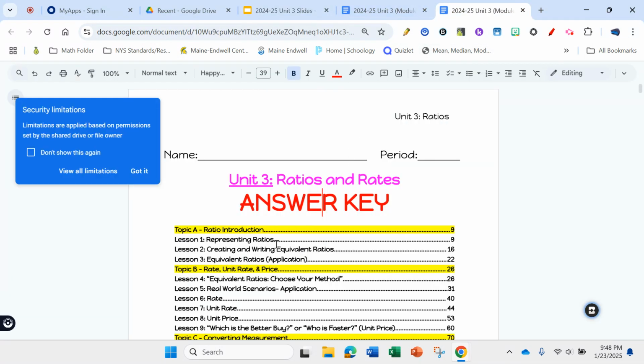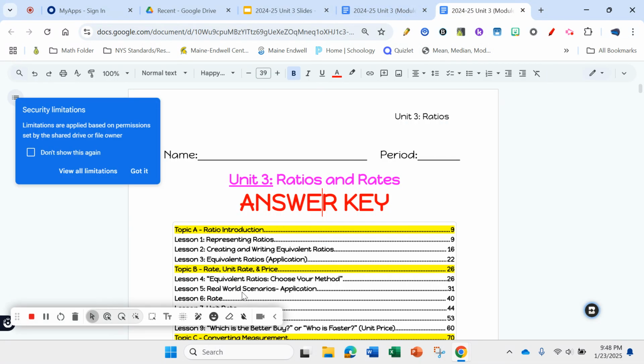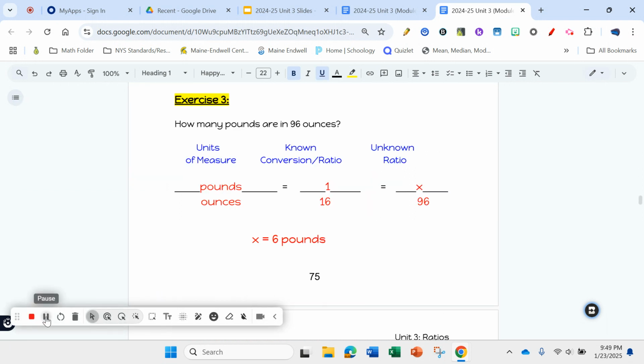Here are your answers. All right, guys, so here is the page 75 answers. It says, how many pounds are in 96 ounces?